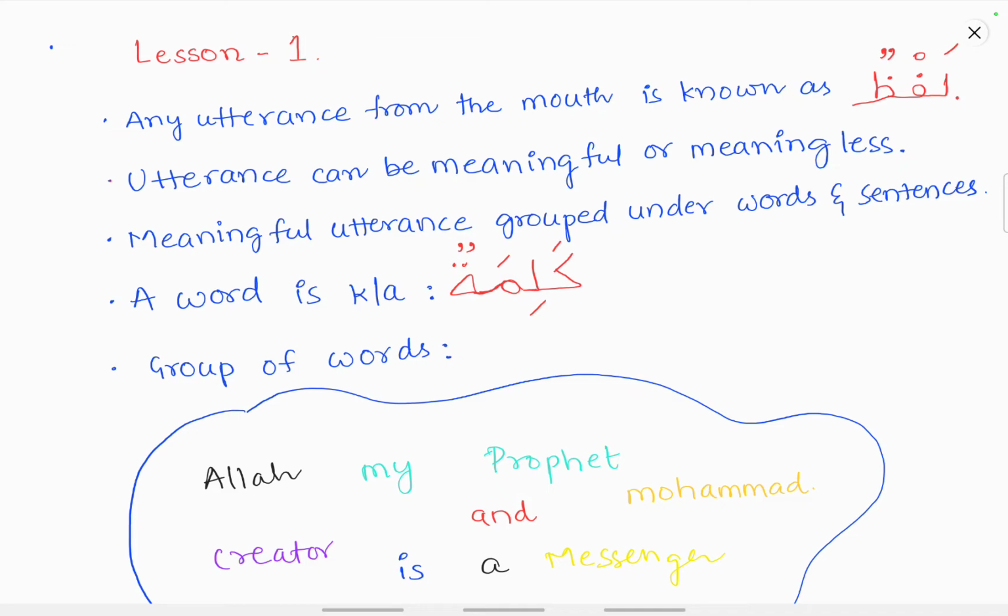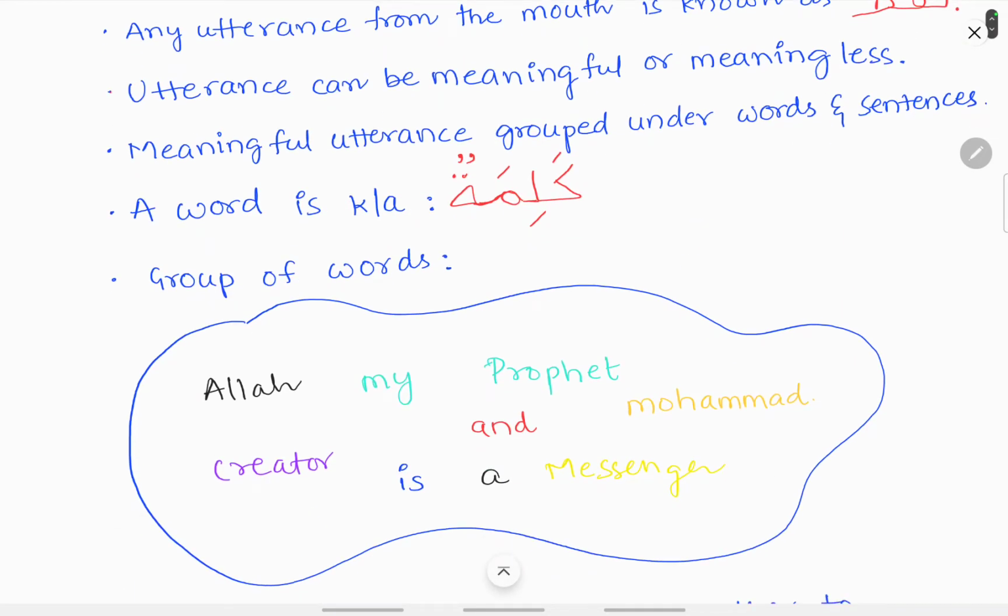Any utterance from the mouth is known as lafzun. Utterance can be a meaningful utterance or it can be a meaningless utterance. Meaningful utterances are grouped under words and sentences. A word is known as kalimatun.